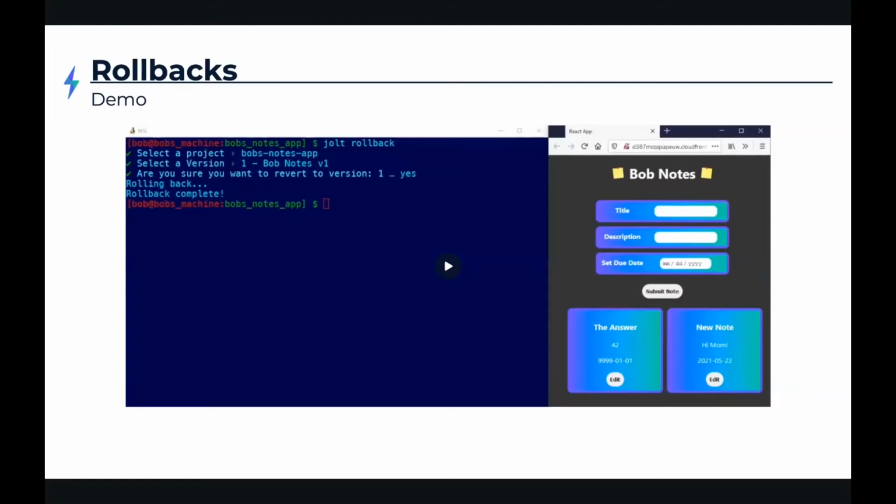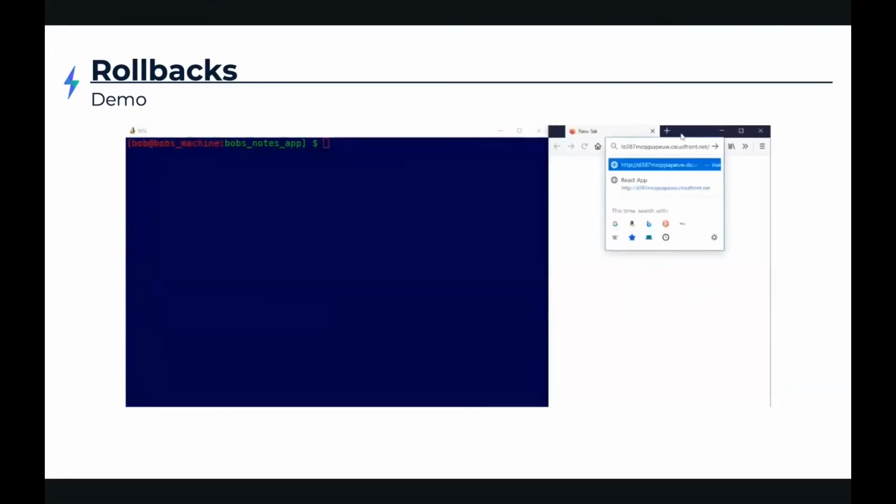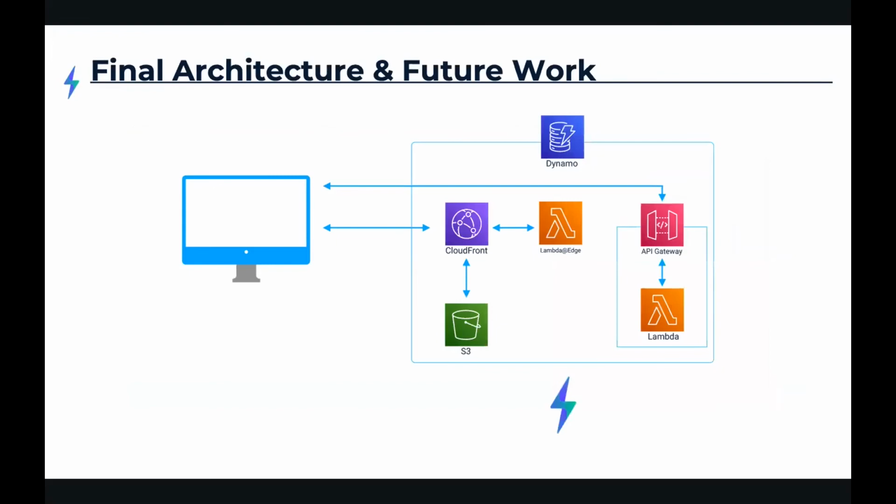Now that you're familiar with Jolt and some of its capabilities, let's take a look at its final architecture. Jolt's final architecture has a few changes from the core architecture, namely the ability to use relative paths for function calls, update capabilities, and rollback capabilities. We can see a client interacting with Cloudfront to retrieve static assets and access the Lambdas of an application. Dynamo database stores information for every Jolt application.